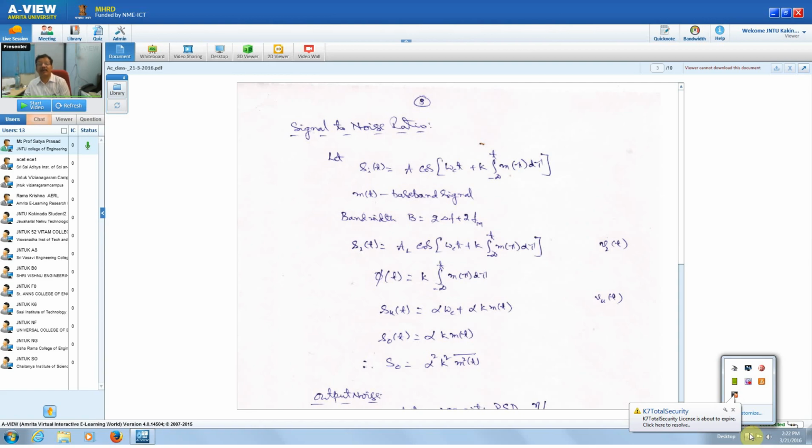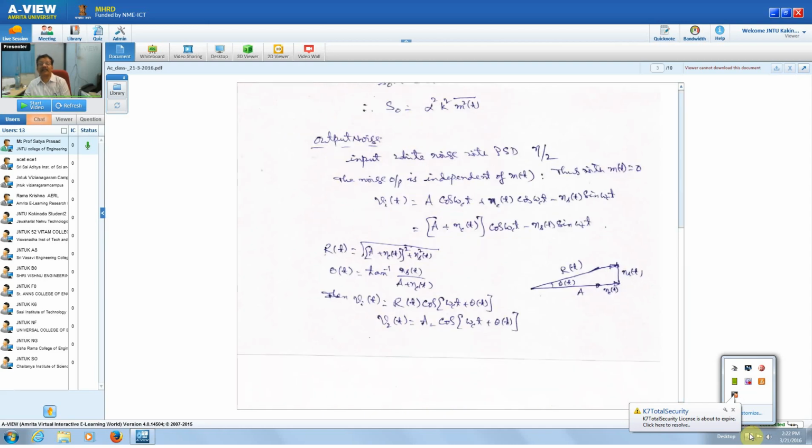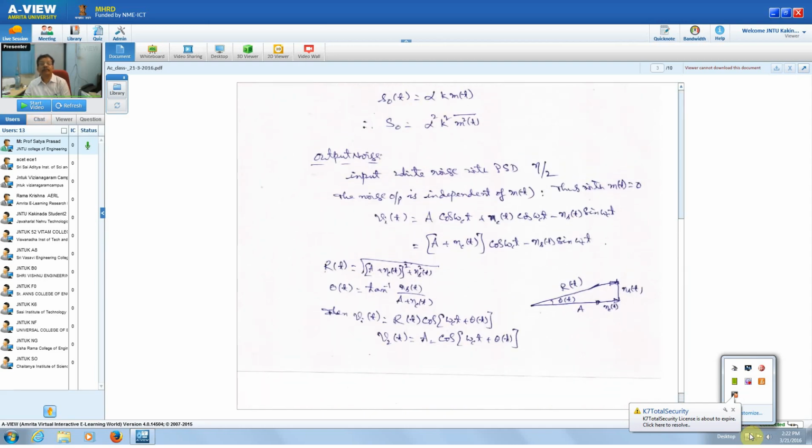So this is the signal power that we are going to have. If we calculate the output noise power also, then we can calculate the signal to noise ratio. In order to get this, the input white noise has the power spectral density η/2. So we are now calculating the output noise. The output signal power is α² k² m²(t).